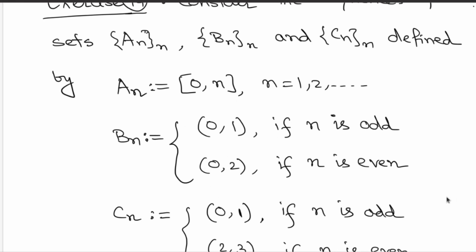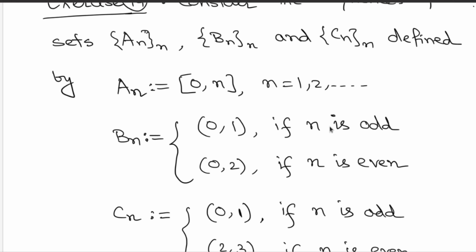If n is odd, like n equal to 1, 3, 5, 7, and so on, I am taking the open interval (0, 1). If n is even, like 2, 4, 6, and so on, then I am taking the set (0, 2). Then try to see what happens to limit superior and limit inferior.